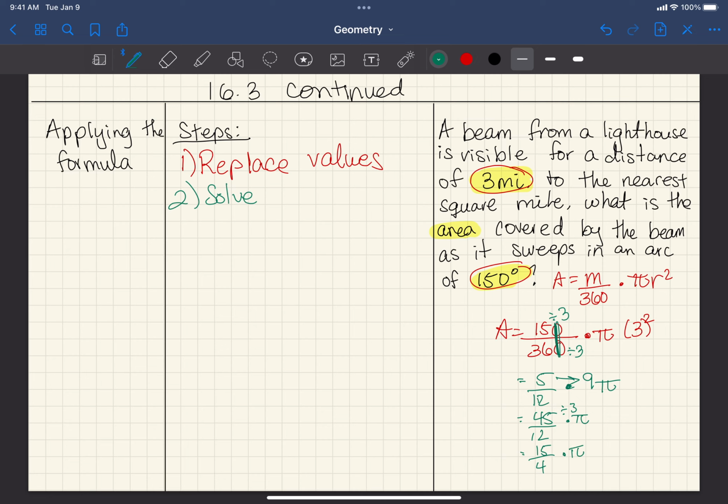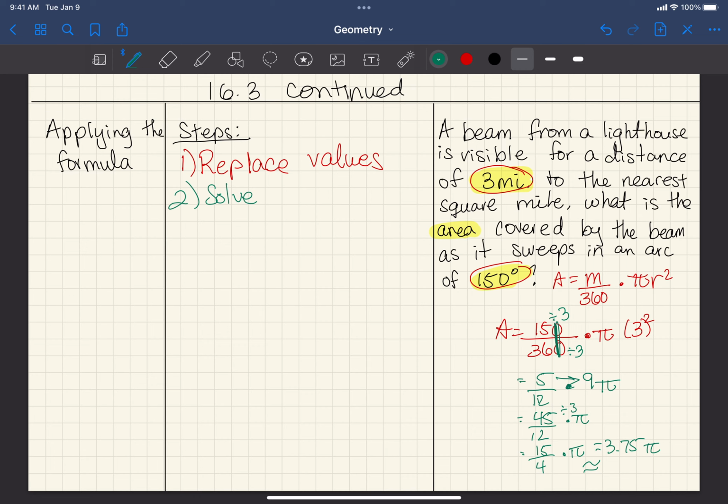Now, I could have left it as 45 divided by 12. It's going to be the same thing. But it's just another way to write it, okay? But 15 divided by 4 is equal to 3.75 pi. And now I'm going to go ahead and multiply that by pi. And I'm going to end up with 11.7.